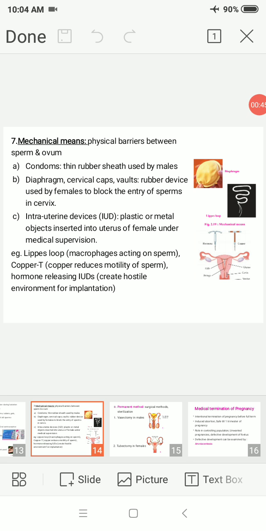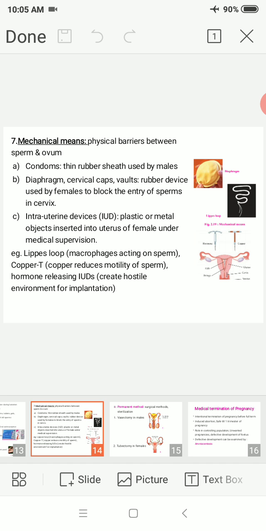Mechanical means the barrier methods. In this method, with the help of barriers, the ovum and sperms are prevented from physically mating. These mechanical barriers are of three types.